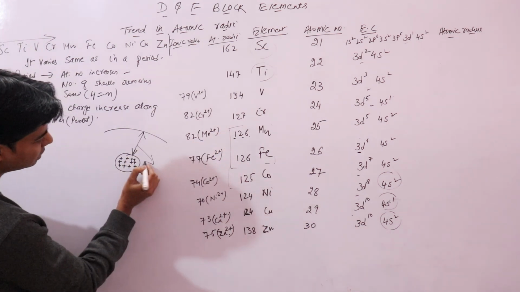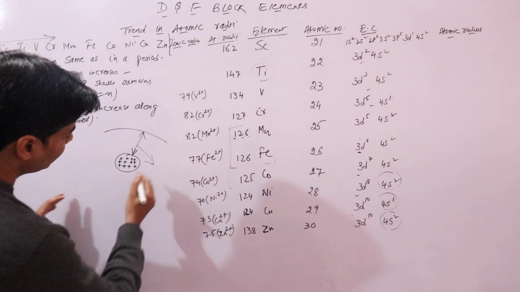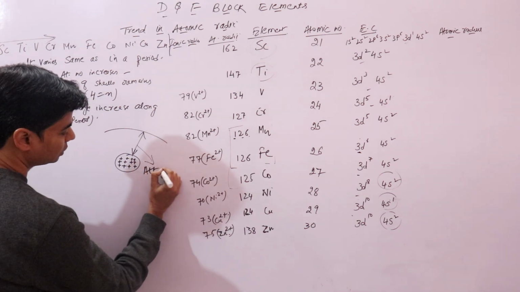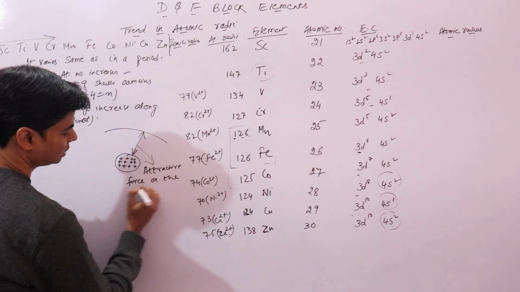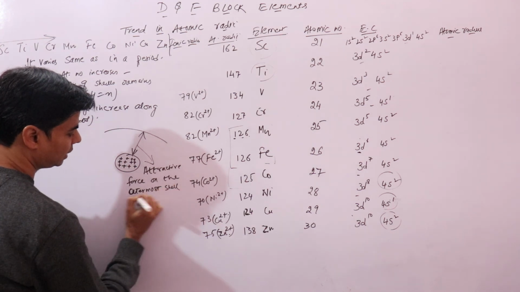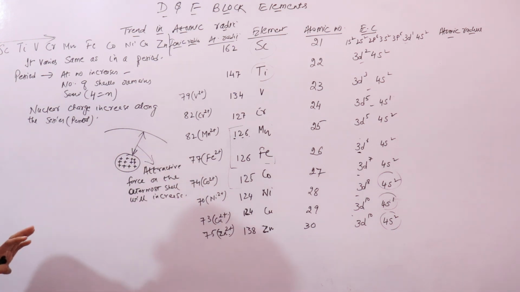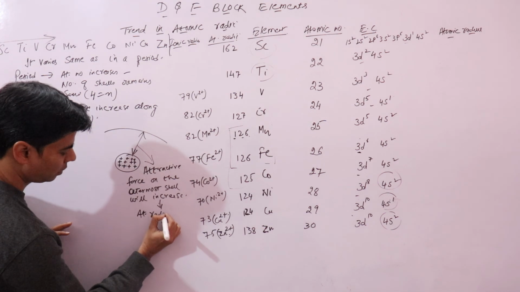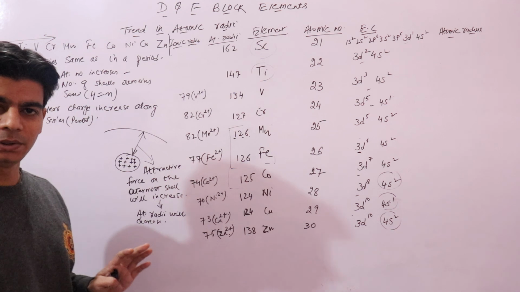So due to this increased force due to increasing nuclear charge, your attractive force on the valence shell or on the outermost shell will increase. So when the force increases, your atomic radii will decrease. This is what ideally happens.